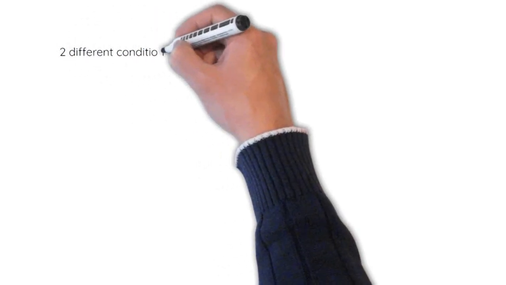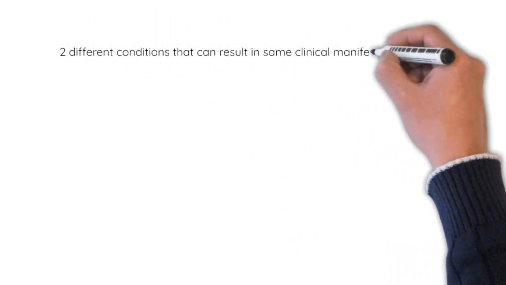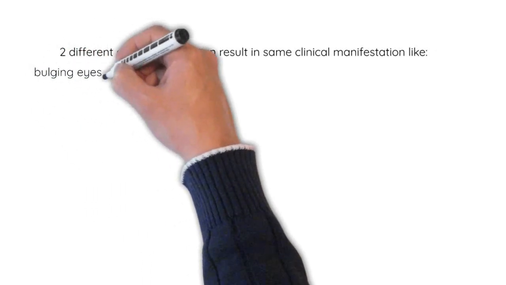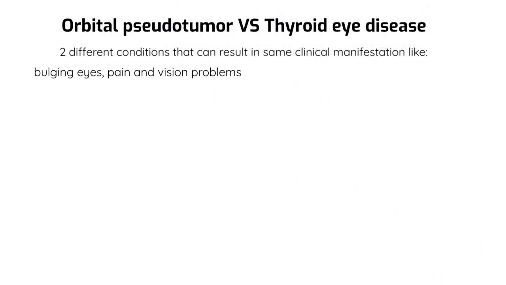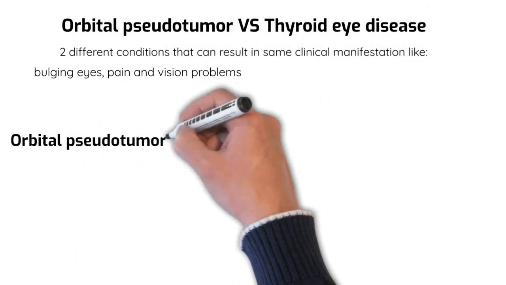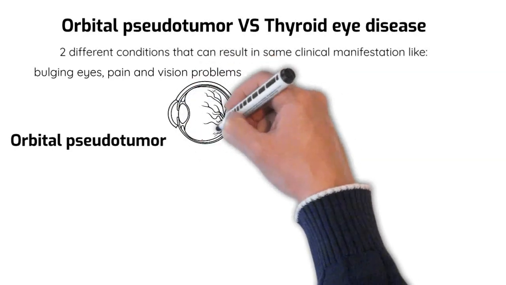In this video, we shall explain two different conditions that can result in the same clinical manifestations like bulging eyes, pain, and vision problems. These are the orbital pseudotumor and thyroid eye disease. So let's start with the orbital pseudotumor.